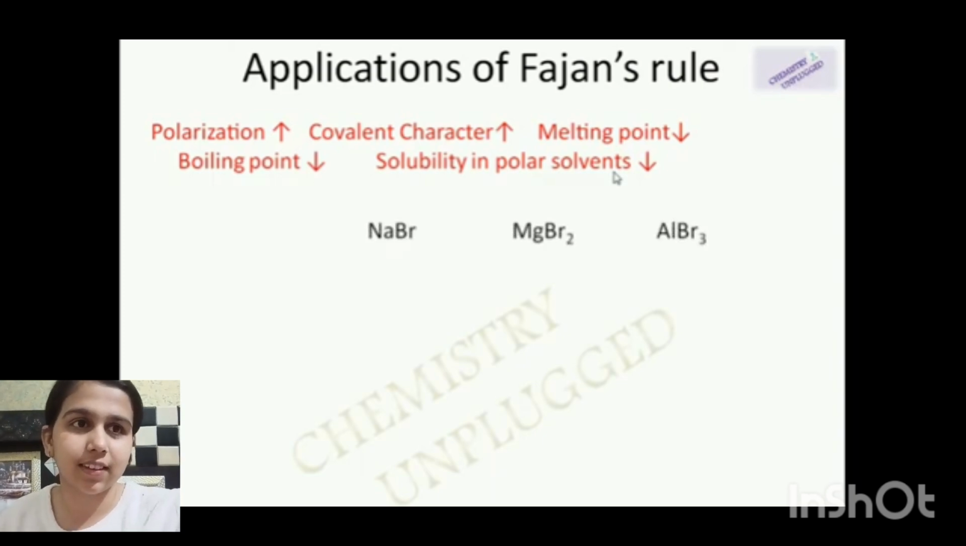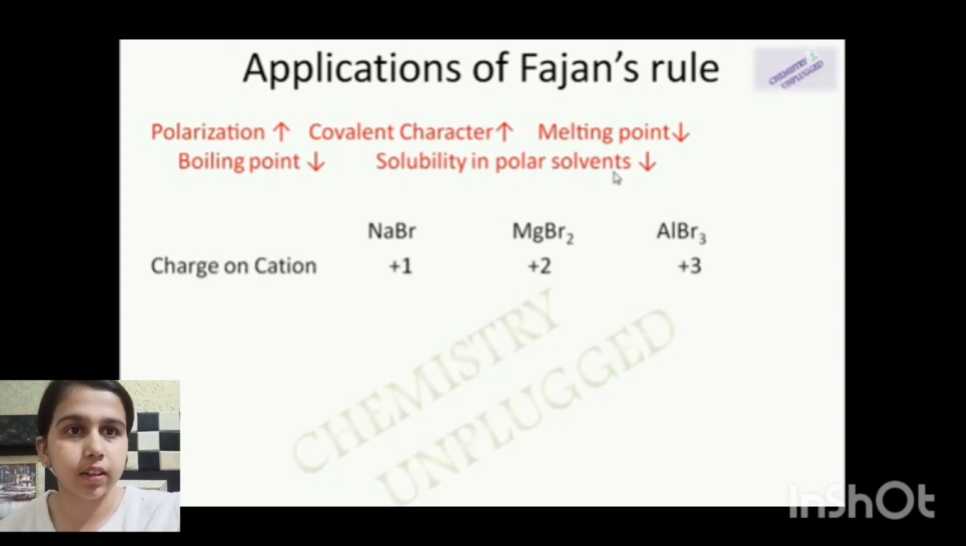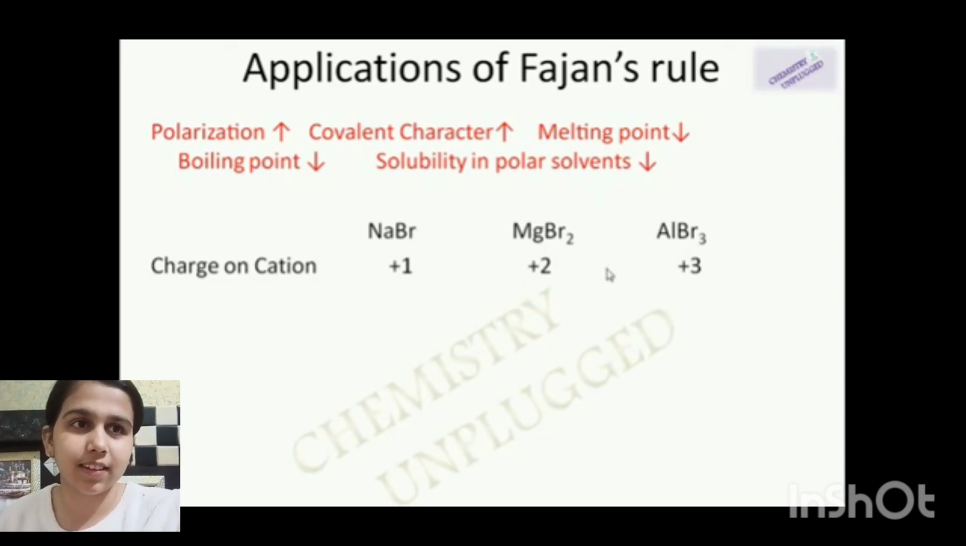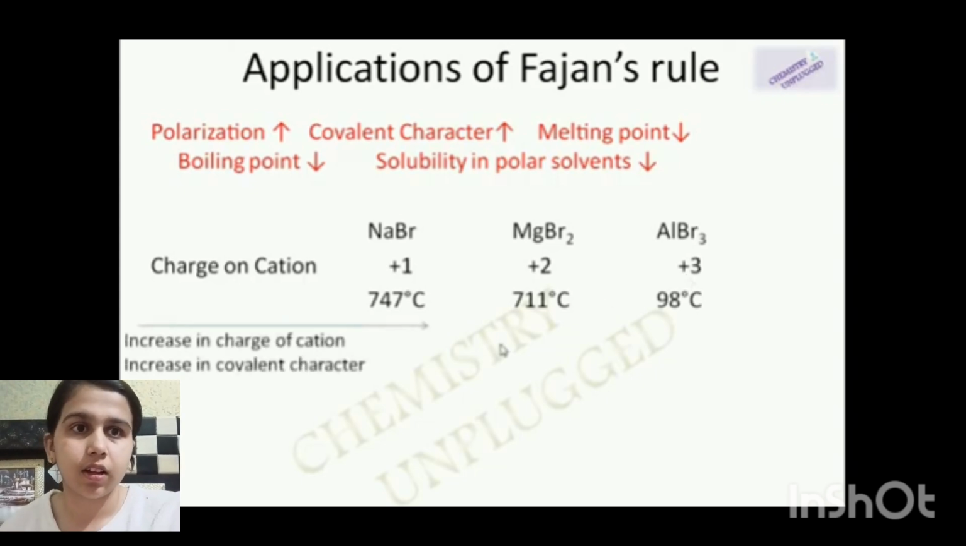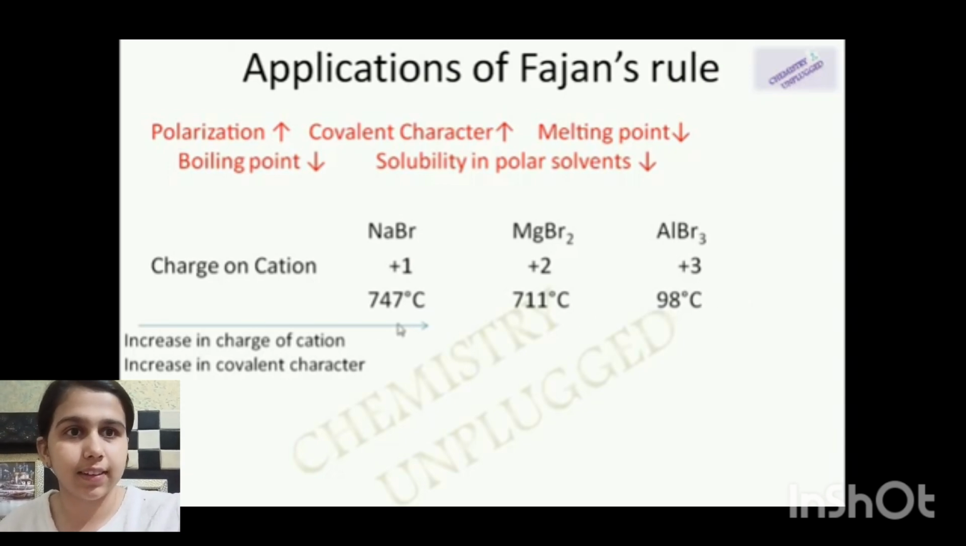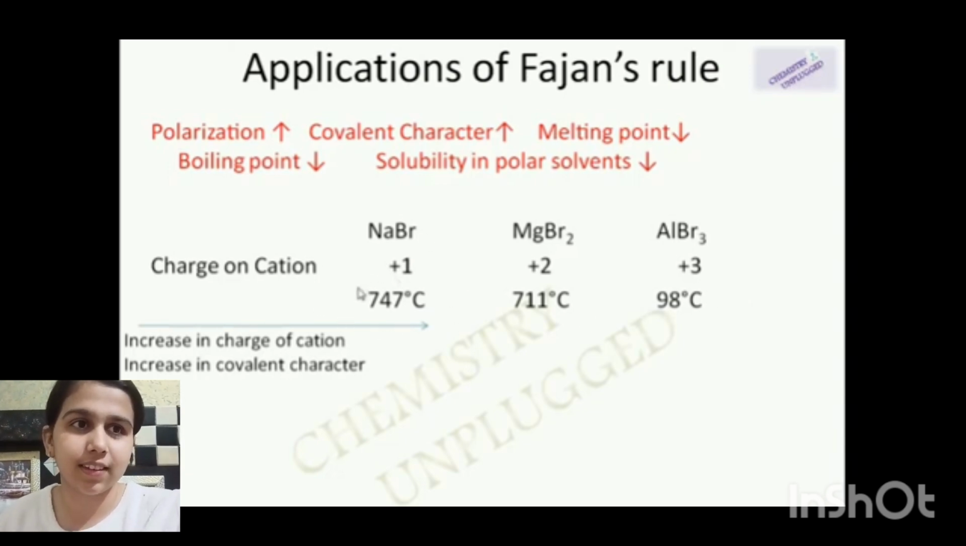First, among sodium bromide, magnesium bromide and aluminum bromide, which will have the highest melting point? All of them have the same anion. So first we will find the charge on the cations: Na+, Mg2+ and Al3+. So Al will have the maximum charge on the cation. High charge means more covalent character. More covalent character means a decrease in melting point. It will have a low melting point. So among them, NaBr will have the highest melting point.